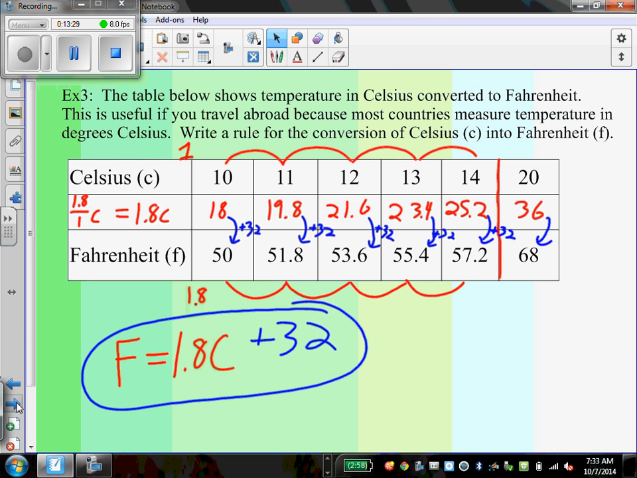So we've seen a few examples now of how to use graphs and even just a table to come up with rules for patterns. So what I want you to do is try out some of these practice problems out of the textbook, get a little bit of practice, ask for help, and then you should be good to try the homework out. So thank you for watching, and I hope that you learned something here.